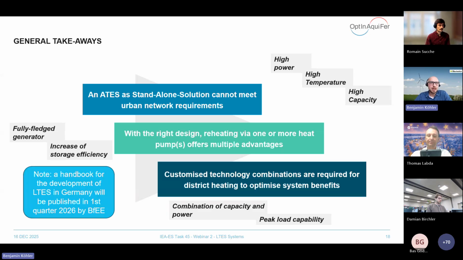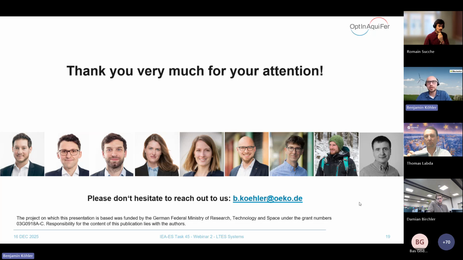Short note, a handbook for the development of large thermal energy storages in Germany, Hamburg Institute and several other partners are just developing. It will be available late January, early February, most likely, describing different aspects also for the commissioning and regulatory framework for large thermal energy storages in Germany. Thank you for your attention.